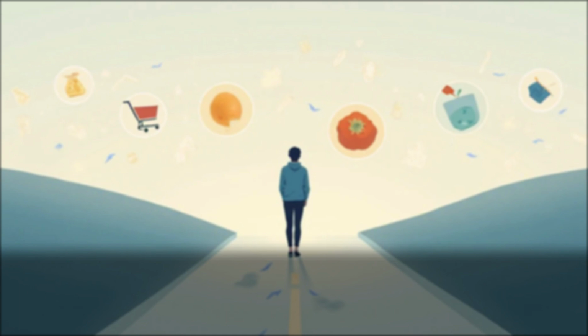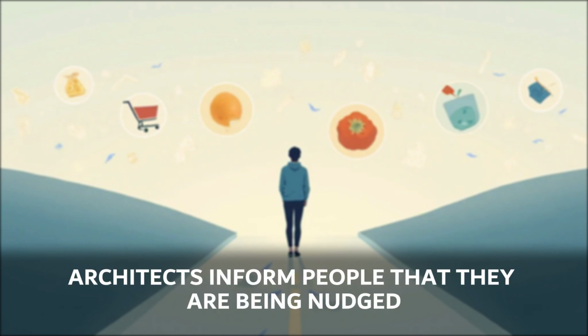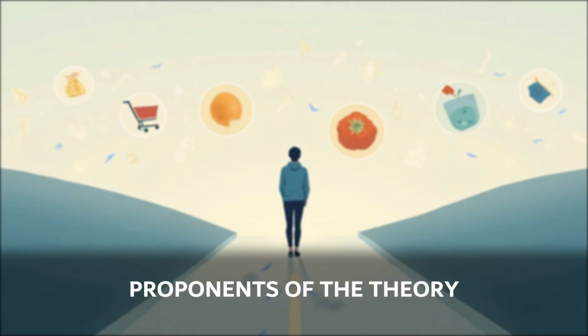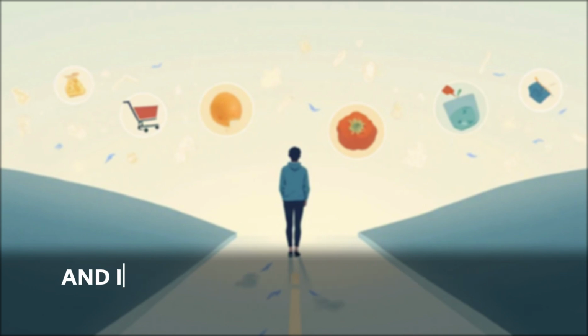Transparency: should choice architects inform people that they are being nudged? Proponents of the theory argue that a good nudge should be transparent, and its mechanism should be easy to explain.